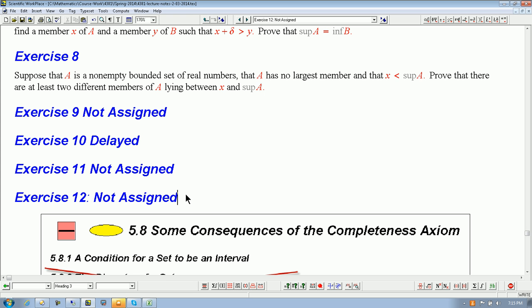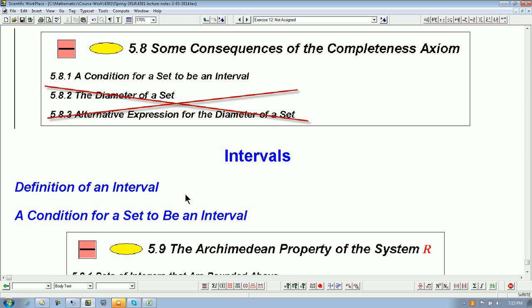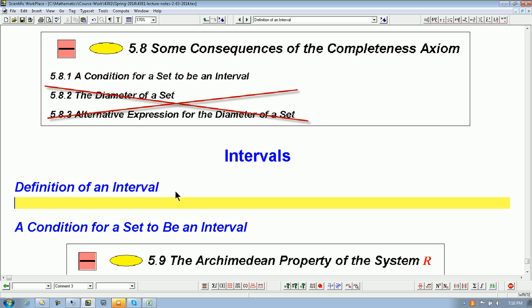So anyway, I want now to talk about intervals. I want to tell you what we mean by an interval. A set, which means a set of real numbers. So I'll write: of real numbers.